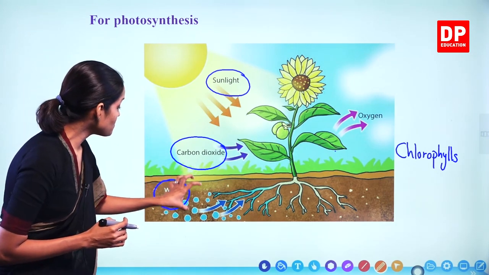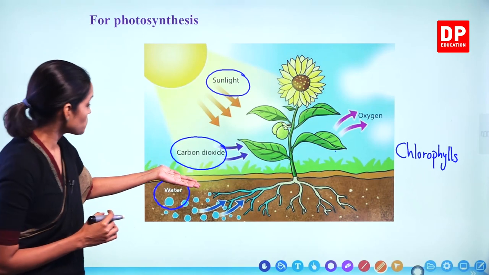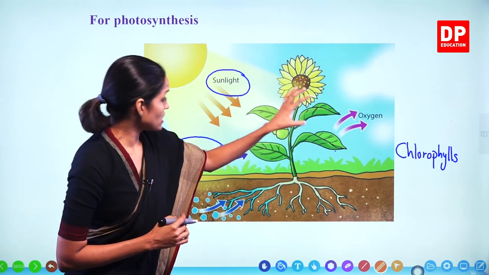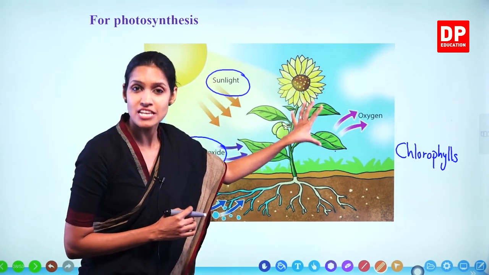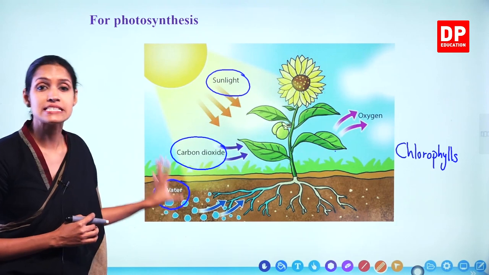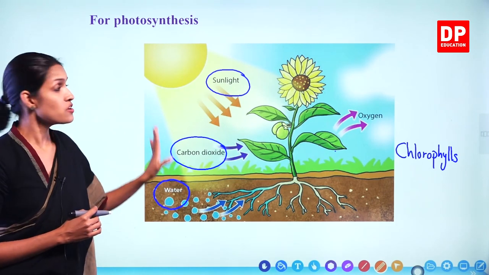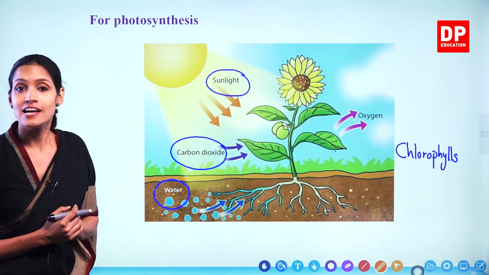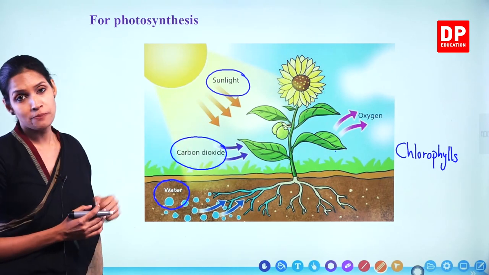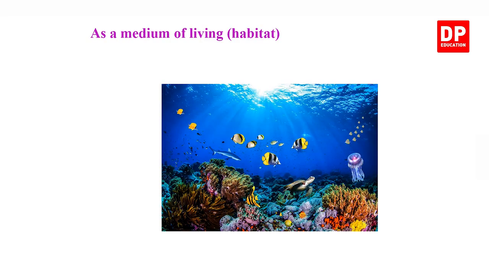The water present in between soil particles is absorbed by root hair. After absorption, this water is transported to plant leaves. Leaves are the place where photosynthesis takes place. Understand, children? Therefore, without water, photosynthesis cannot take place. The presence of all four factors is essential for the process of photosynthesis. Therefore, water is very important for production of food in plants, or photosynthesis. Understand? Right.